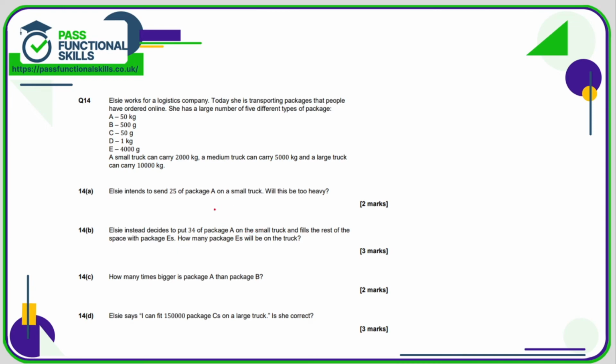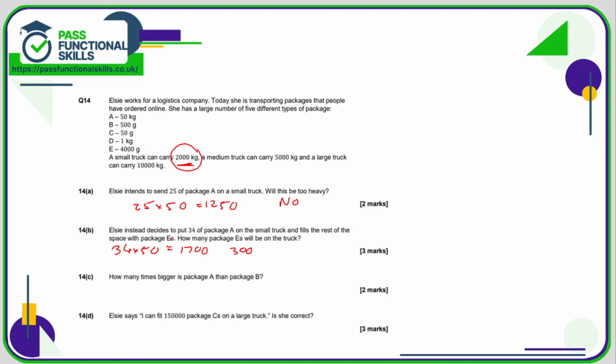So in question 14a, Elsie intends to send 25 package A's, so that is 25 multiplied by 50, which is 1,250. Is that okay for a small truck? Yeah, it's okay because the small truck can take 2,000, so no, it's not too heavy. So she's putting 34 package A's, so 34 multiplied by 50, that is 1,700. The small truck has a capacity of 2,000, so there's 300 left over.